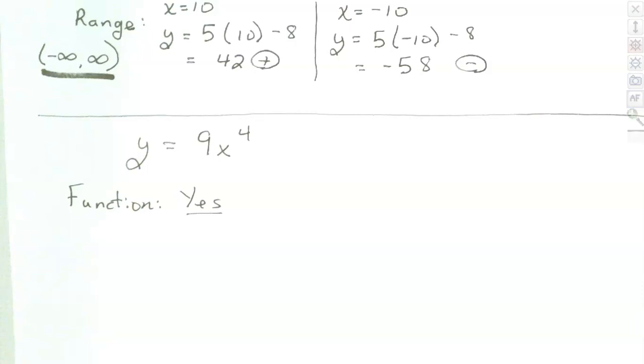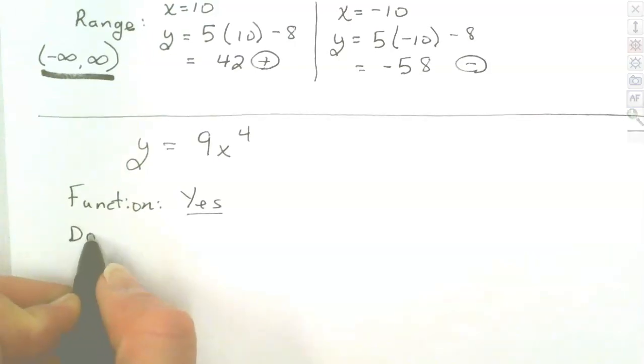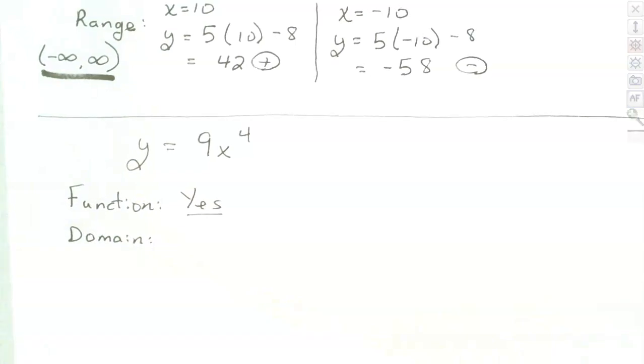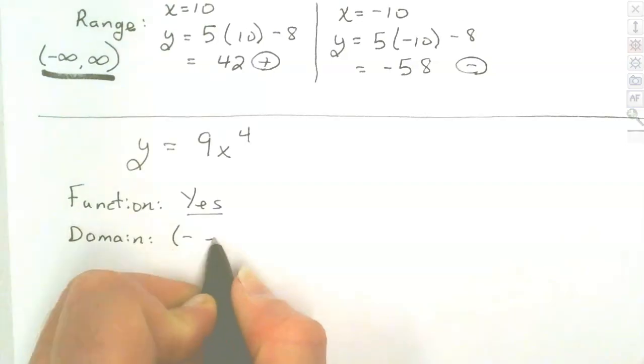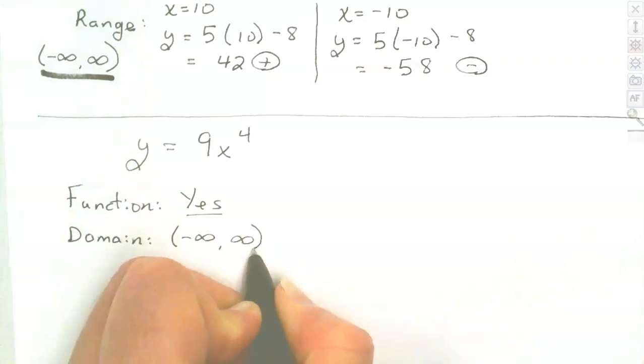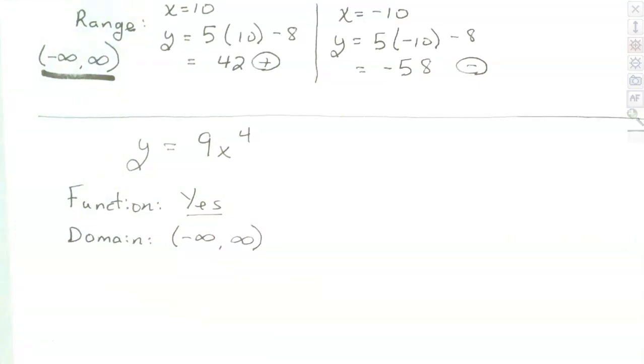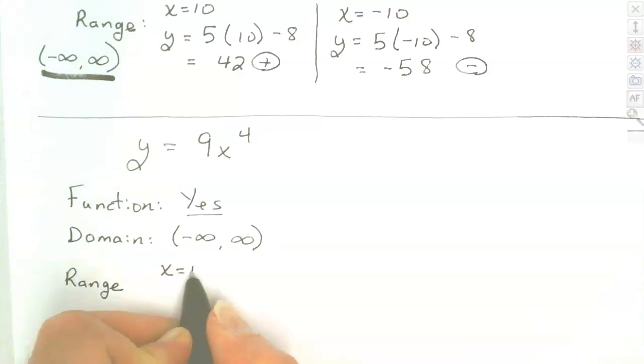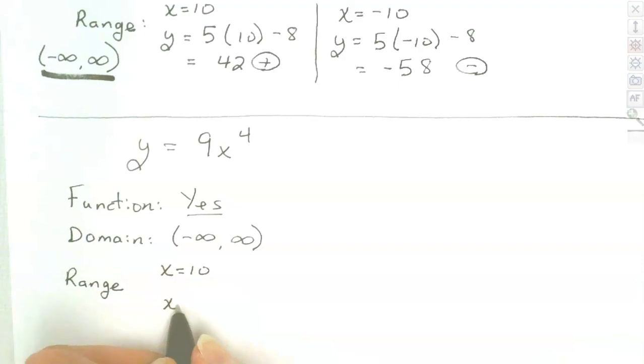Now, once we know it's a function, then we look at our domain. Do we have any square roots? No. Do we have any fractions at all? No. So what's our domain then? Negative to positive infinity, right? And for our range, we again check values, and we check x equals 10 and x equals a negative 10.